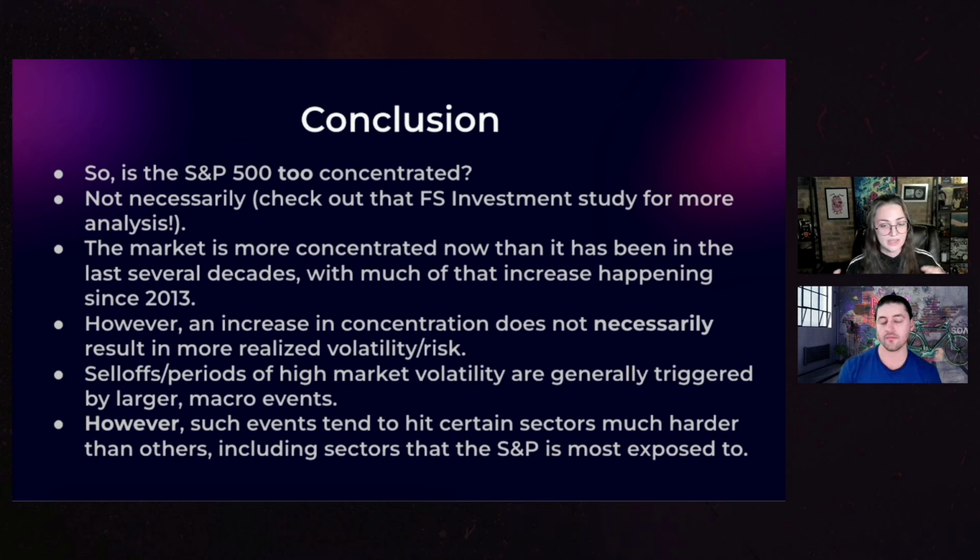The bottom line is that sell-offs or periods of very high market volatility are usually triggered by larger macro events, not usually sector-wide events. So typically when you see a big sell-off, it's because of a global pandemic, a global recession, or some other factors. But when you have these larger macro events, certain sectors usually get hit much harder than others. And that can include the sector that the S&P is the most exposed to. So you do have to be very mindful of that concentration risk, but that's not necessarily going to translate into realized excess volatility or an increase in volatility.